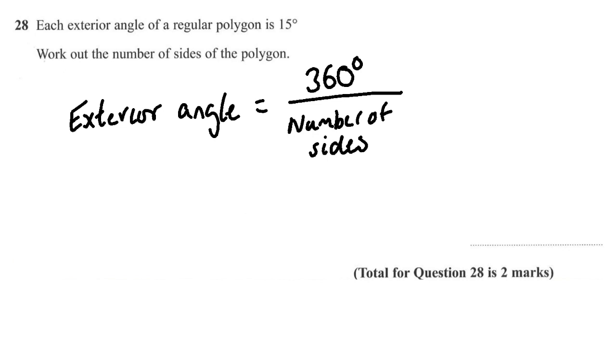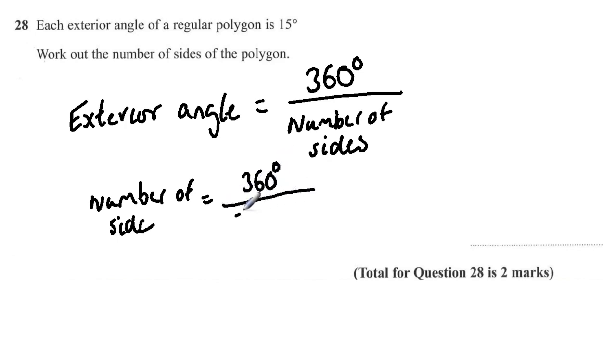Now I'm just going to rearrange the equation to make number of sides the subject. So number of sides is equal to 360 degrees divided by exterior angle. Now what I'm going to do is just substitute in the information given to us. So I know the exterior angle is 15 degrees. So to work out the number of sides, we're going to do 360 divided by 15.